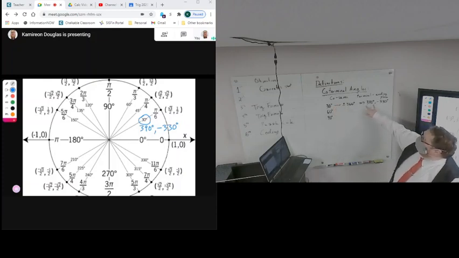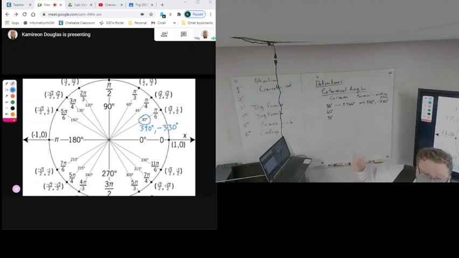So 30's coterminals would be ones like 390 or negative 330. And we could spin farther and get more coterminals. But for now, we're going to focus just on the first ones that are positive and negative around it.